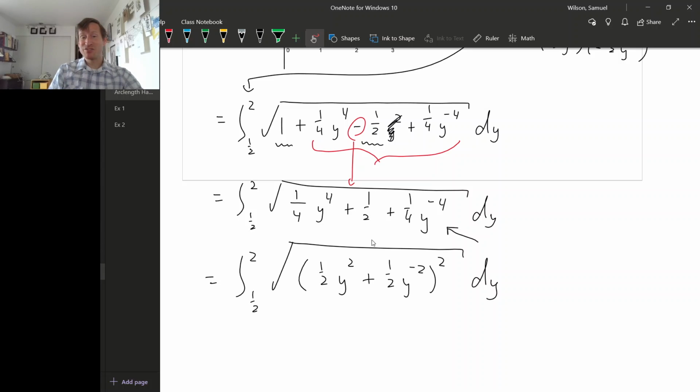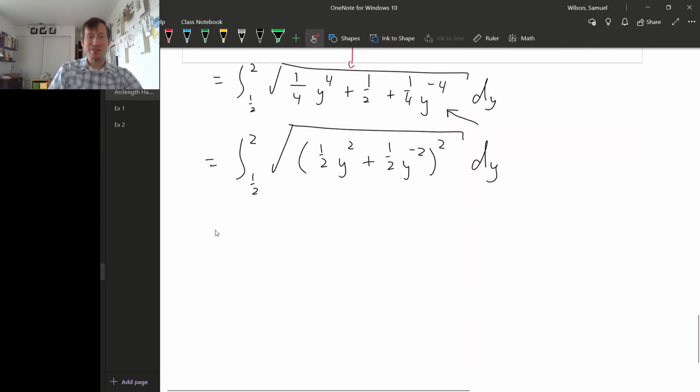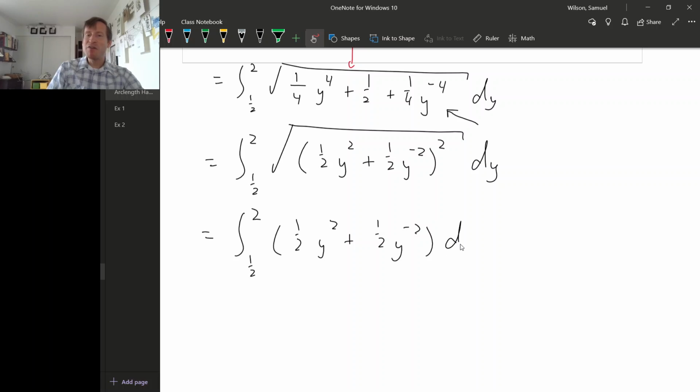Okay, so now we have a square inside of a square root, so those undo each other. We get the integral from 1/2 to 2 of 1/2 y squared plus 1/2 y to the minus second. And now everything is just a sum of powers of y, so we can integrate using the power rule. So we're going to get 1 over 6 y cubed minus 1/2 y, minus 1/2 y to the minus first. And this is from 1/2 to 2.